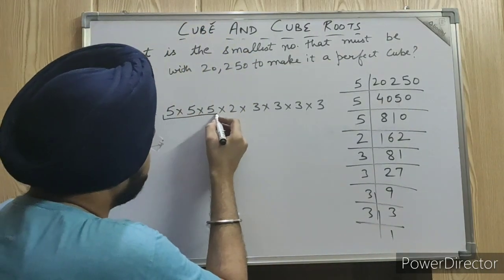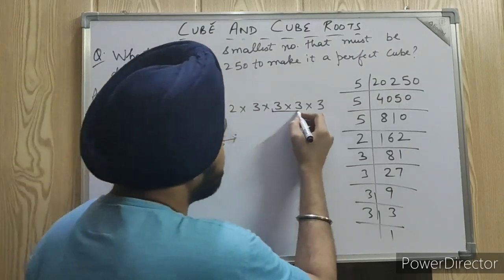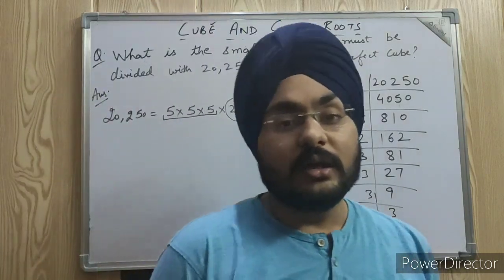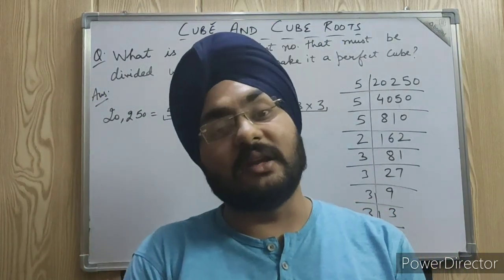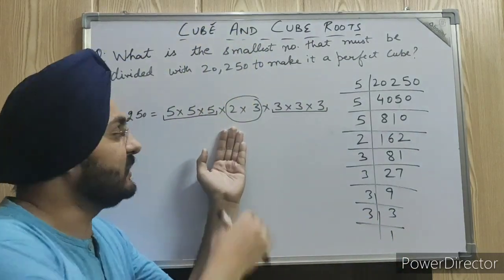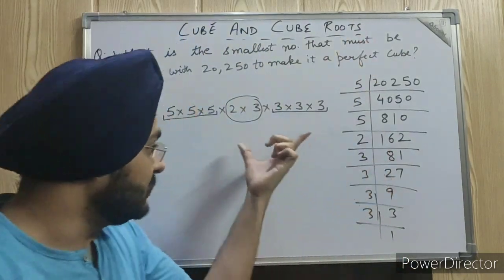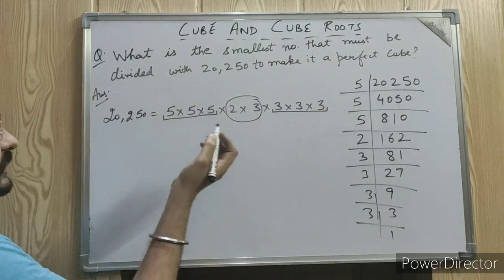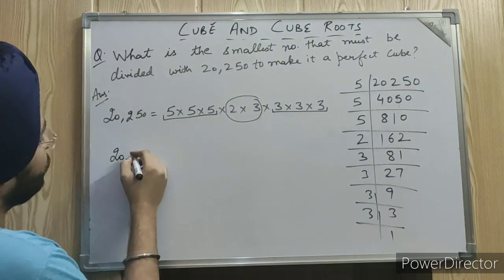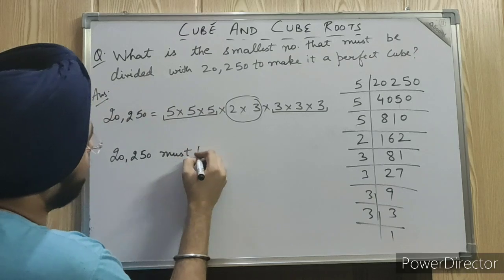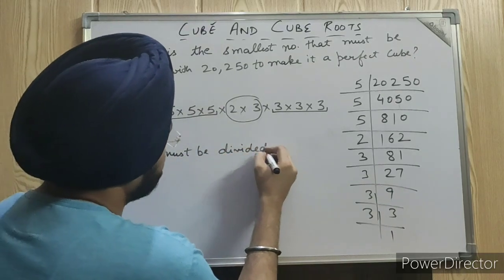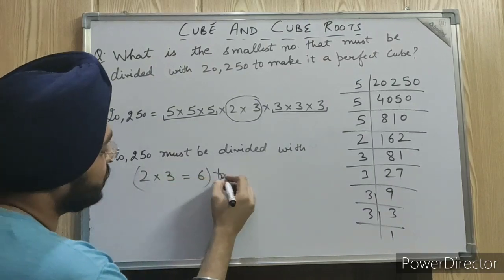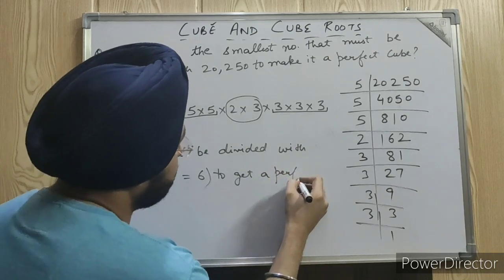Okay. So now start making the triplets here. First we are seeing here we have done with the triplet of 5. This one is also a triplet. We are left with just 2 and 3. If I remove this 2 and 3 from the numbers, we are left with just these two triplets only. At that time, that will be a perfect cube. So now, I can simply say here 20,250 must be divided by 2 into 3, that is 6 only, to get a perfect cube.